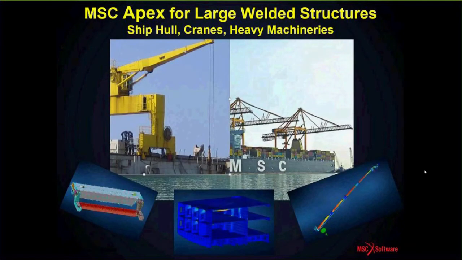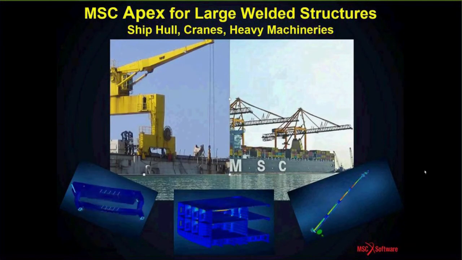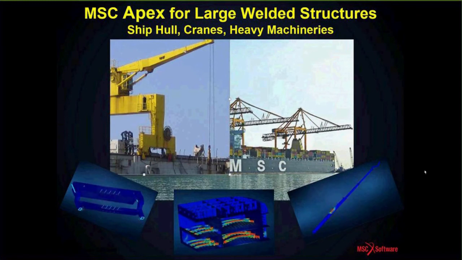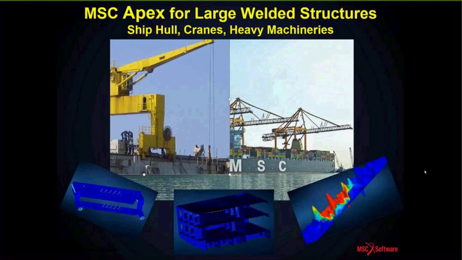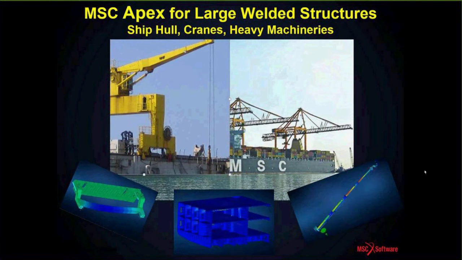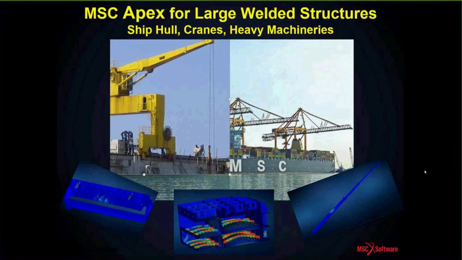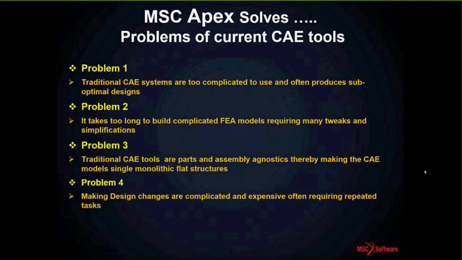So with the inclusion of a lot of new capabilities in Grizzly and with the continuous enhancements in the existing tools, we believe today MSC Apex is ready for handling large welded structures such as ship hulls, cranes, heavy machinery, etc. Why Apex? And why do we think MSC Apex is the tool of choice for handling such humongous structures?